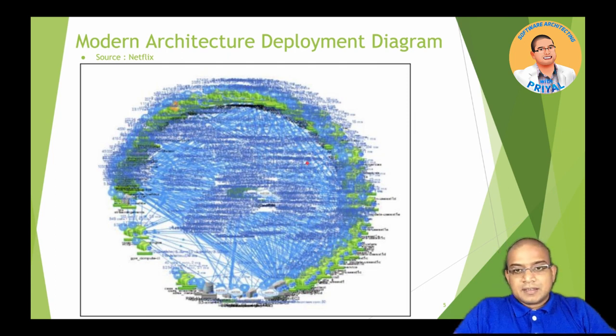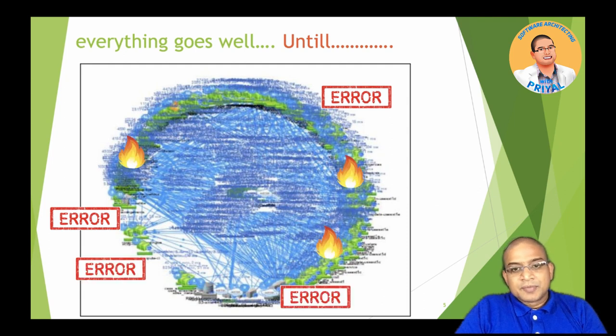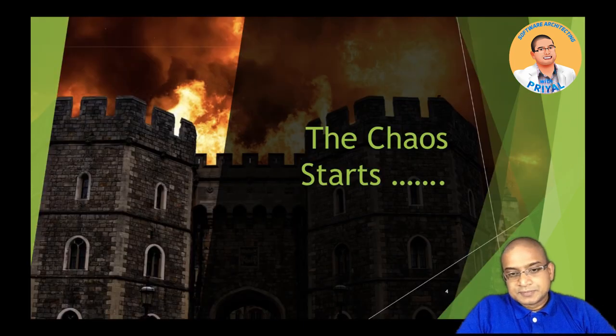Everything is going well in this kind of architecture until you get errors. In a distributed, microservices-based architecture like this, once you get an error, it is a bit hard to diagnose. Of course, you have observability and tracing tools and all that to remedy it, but in general it would be difficult. And if one particular area or segment fails, it is going to affect many other areas as well. So the real chaos starts here, because the application stops working, certain areas of the application stop working and all that.